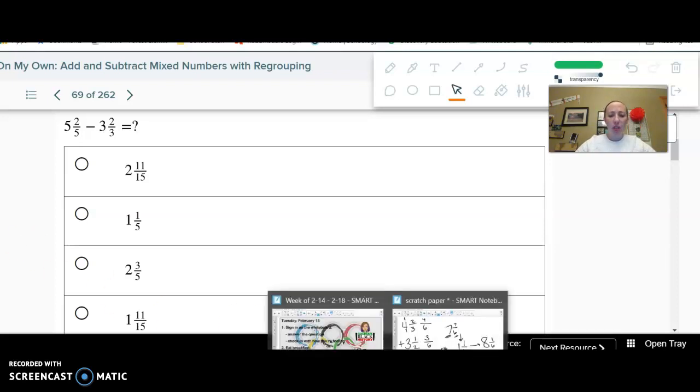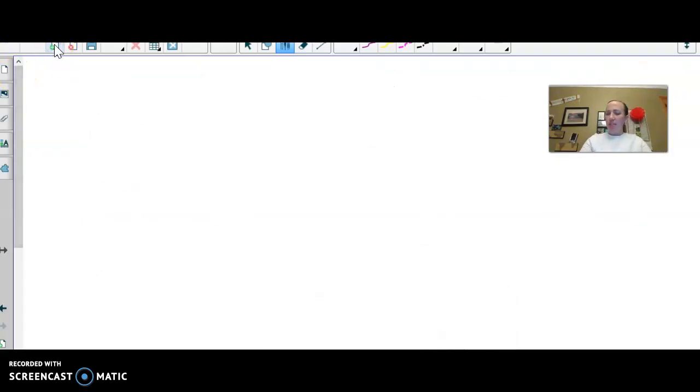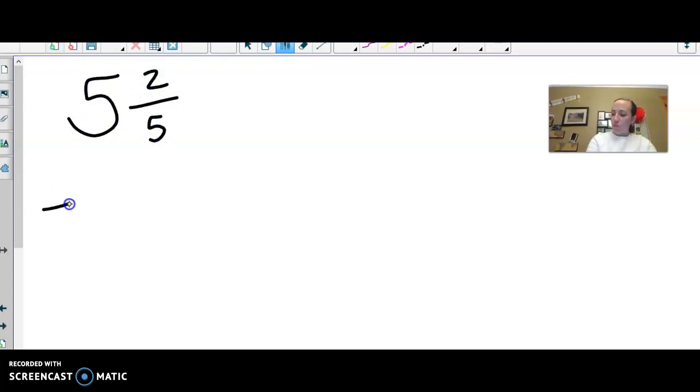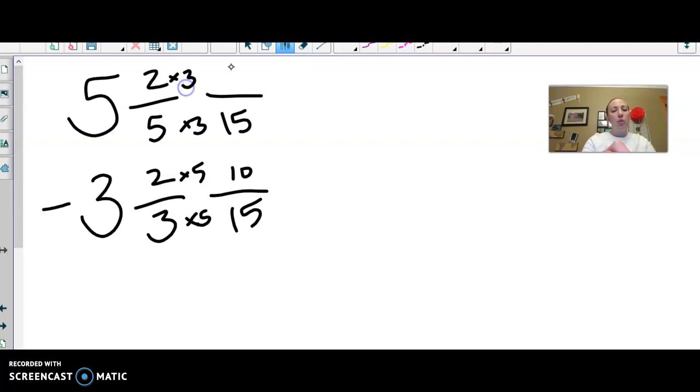Again, if not, that's okay. Hopefully you gave it a try, tried something. So we have 5 2/5 minus 3 2/3. So again, my first step is normal. Rewrite the fractions with a common denominator. It's going to be 15. This is times 5. So I get 10. This is times 3. So I get 6.